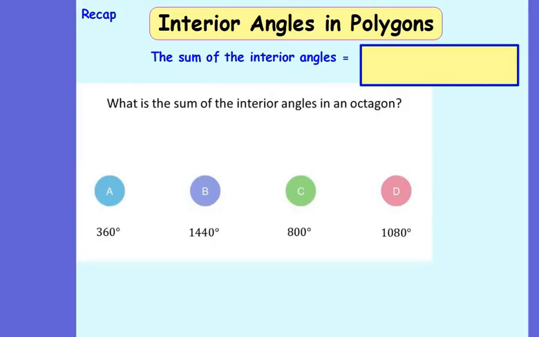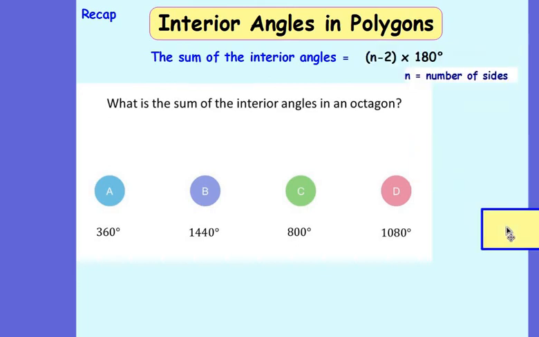Okay, cast your minds back to our last lesson. We said the sum of the interior angles in a polygon was equal to what? Barbara, can you remember what the formula was? N minus 2 times 180? Bang on, Barbara. Where n is the number of sides of the polygon. So if I ask you, what is the sum of the interior angles in an octagon? Can you pause the video and in your light blue books, can you tell me, is it A, is it B, is it C, or is it D?